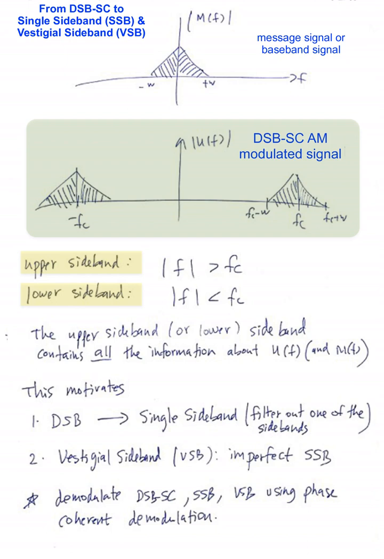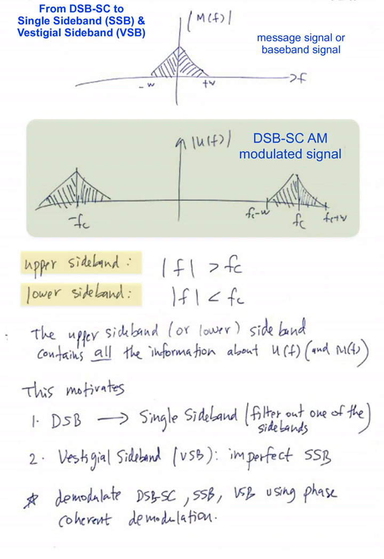Let's look carefully at the Fourier transform U of f of the double sideband suppressed carrier AM signal. The upper sideband is the part of the spectrum where the frequency has magnitude greater than fc. And the lower sideband is the part of the spectrum where the frequency has magnitude less than fc.